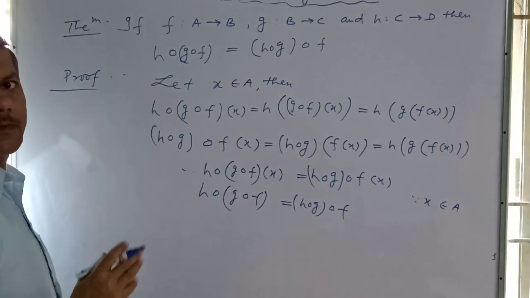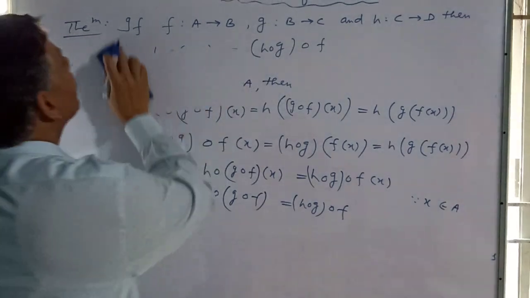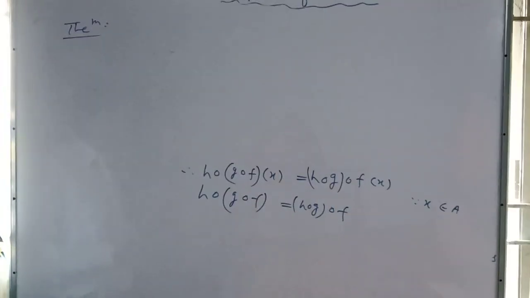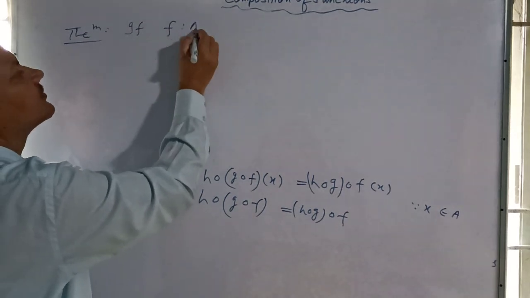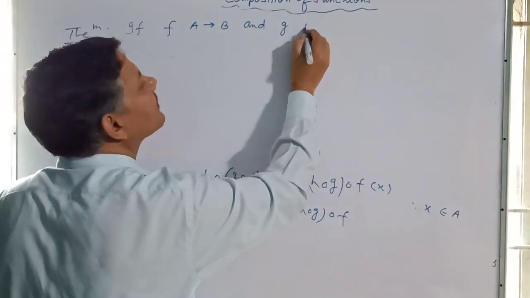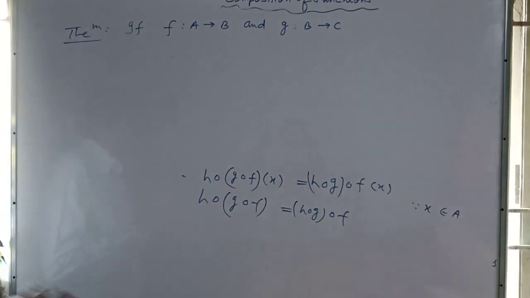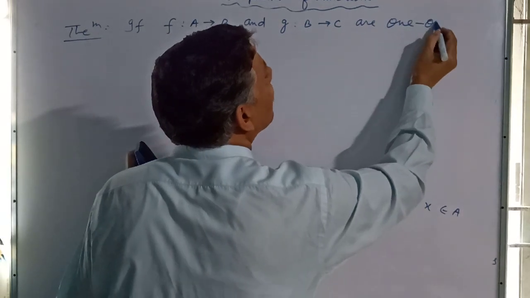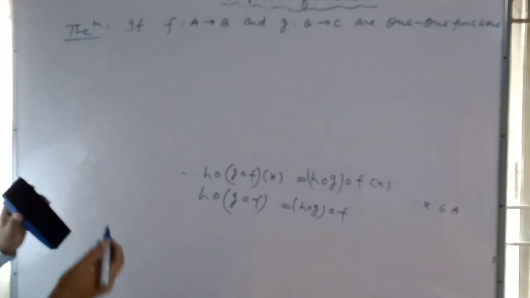Okay, this is the associative property. Now your theorem number 2 is based on 1, 1 and 2. Again we are going to take two functions. If f is a function from A to B and g is a function from B to C. How many functions? Two functions. What type of functions? Are 1, 1 functions.